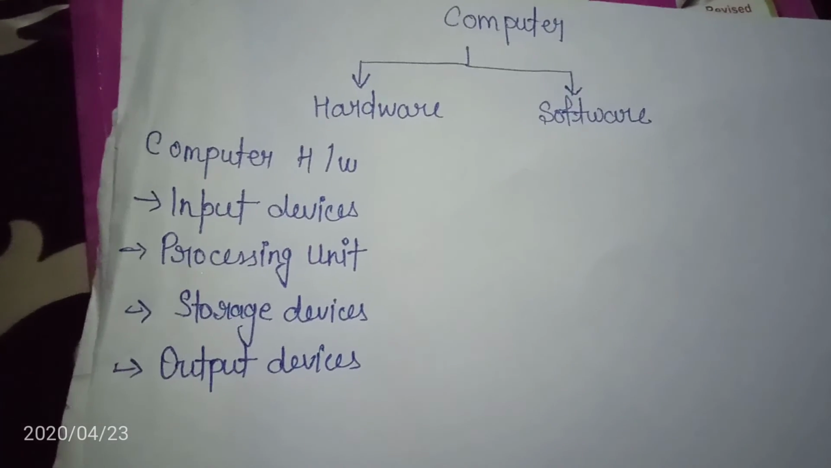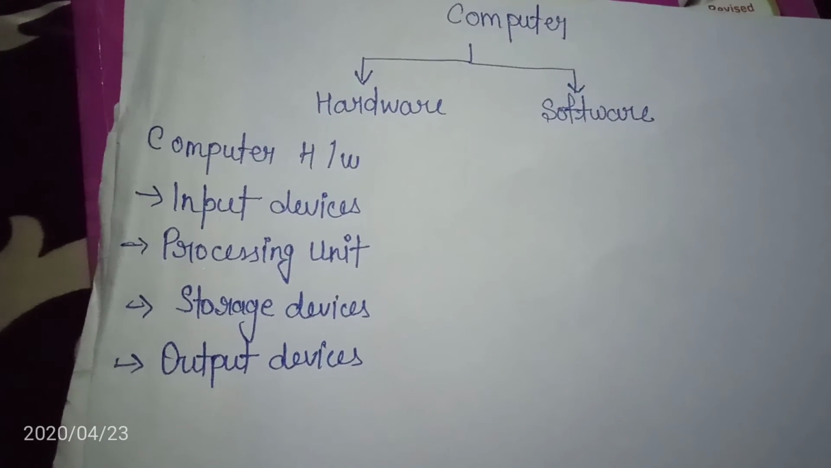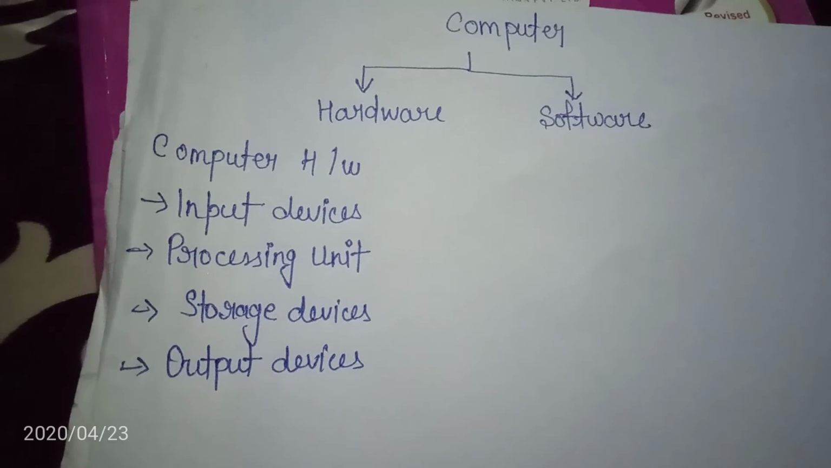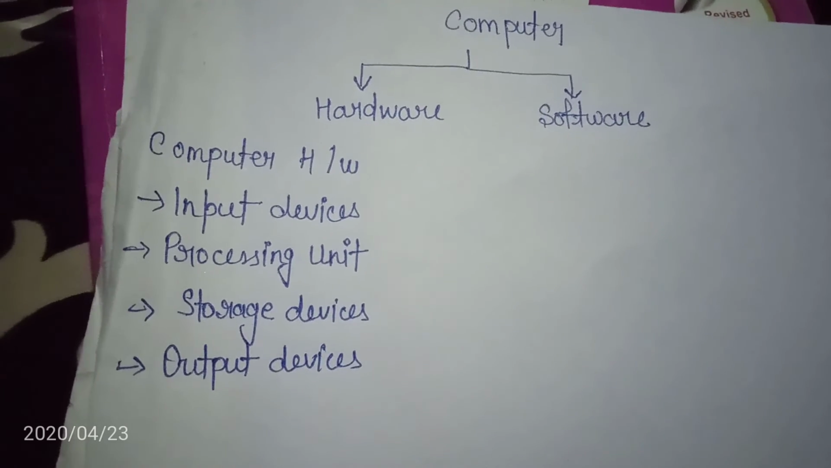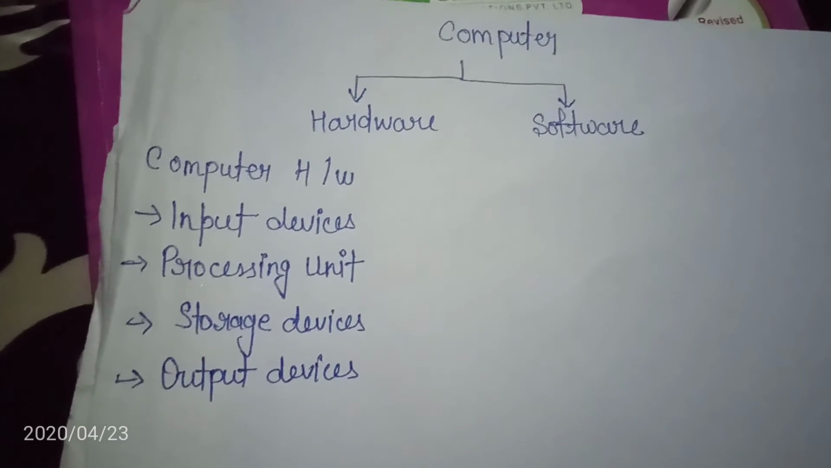These are the examples of hardware: all the input devices, the processing unit, all the storage devices, and all the output devices. These are all computer hardware.